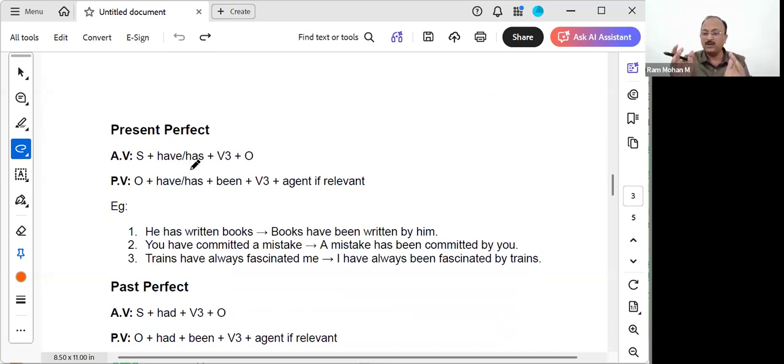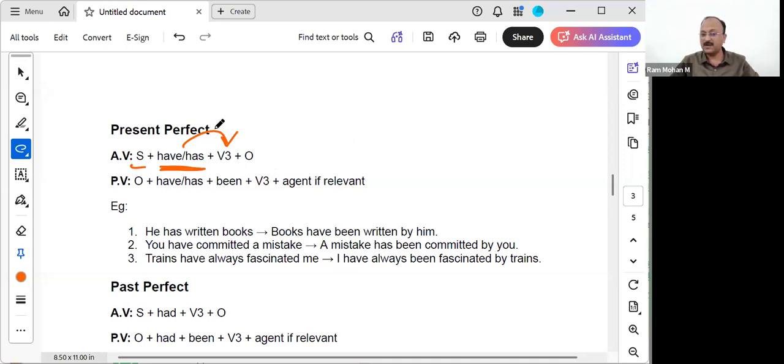Present perfect means what? The activity is already completed totally. Correct? No? This is what we do. Subject completed means in the present perfect we'll have using have or has. Correct? No? Third person singular means we'll be using has. For all other things we'll be using have. Whenever we are having the helping verb as have or has, it will always be followed by the V3 form of the verb.